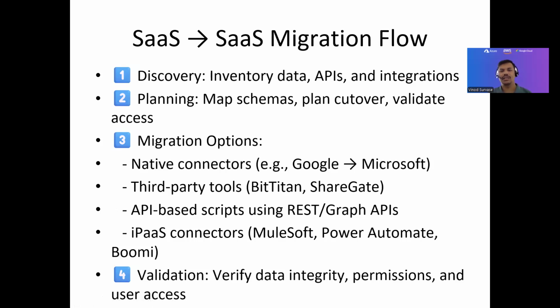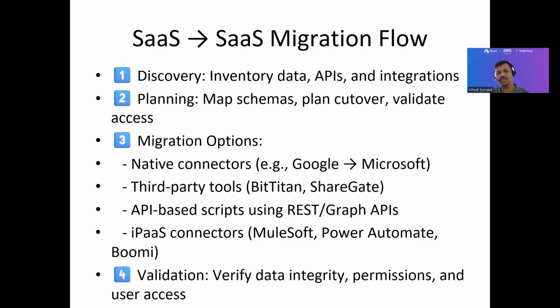So this is what a simple and straightforward SaaS migration flow looks like, right? Where you would be doing a discovery, inventorying data, and different integrations along with the API methods or different APIs that are integrated with the respective SaaS-based solutions that we want to plan for migration, or move ahead and migrate from source system to the target. And on the planning phase, we would be mapping the schema, planning cutover, and validating access levels upon migration. But these would be the phases where we have to take the steps, right?